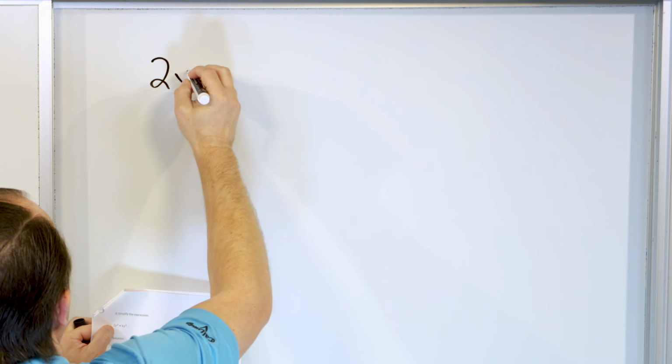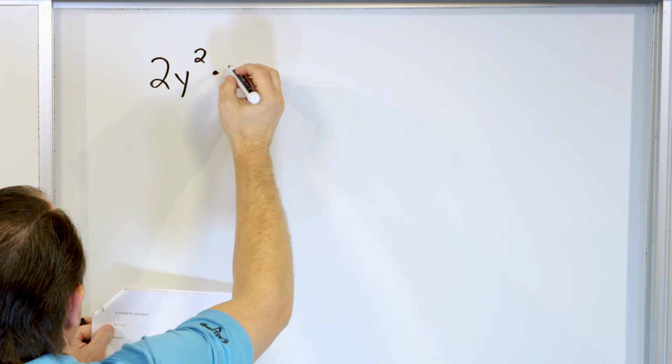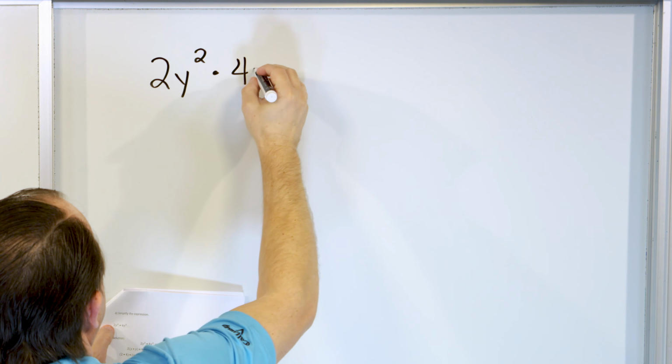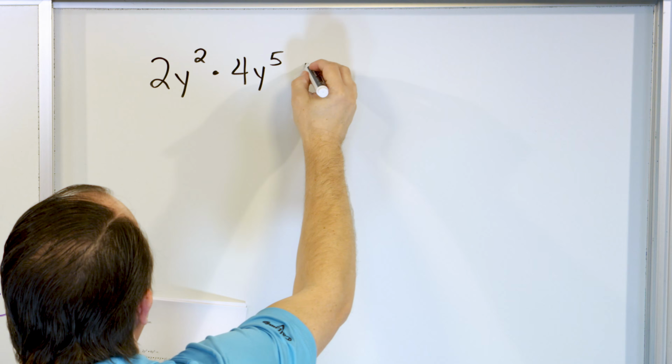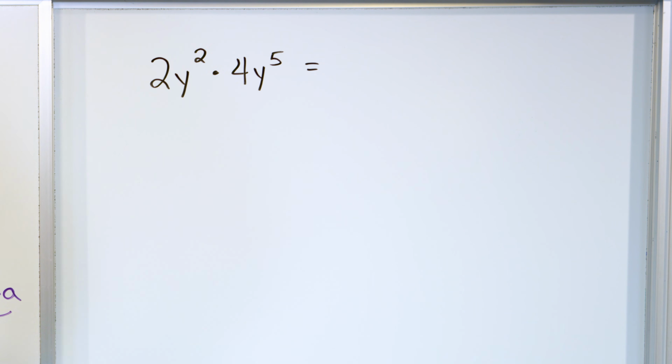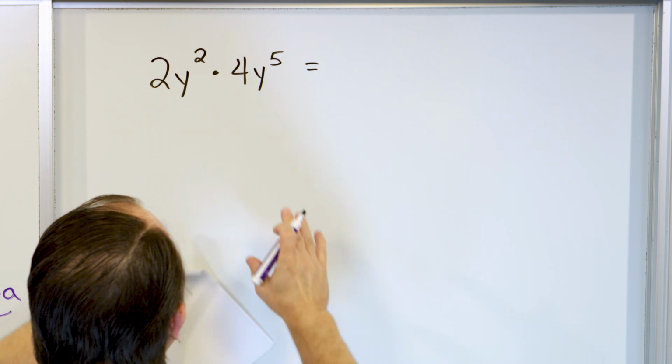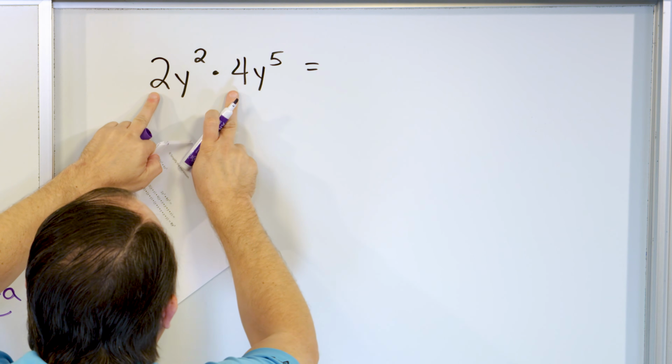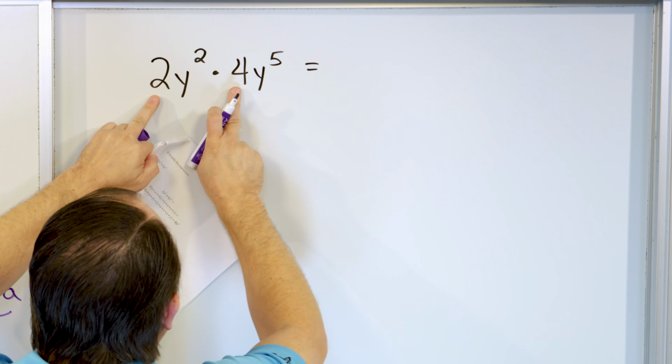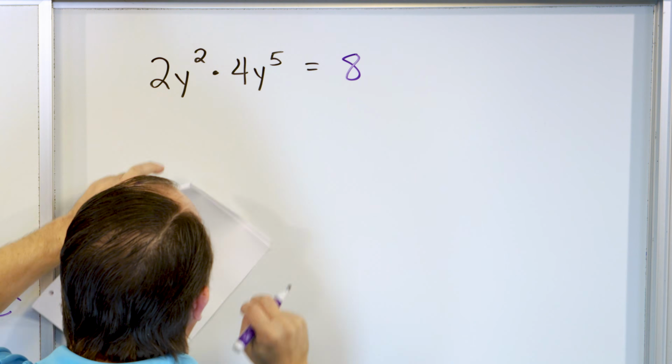All right, let's do the same kind of thing again. Let's take a look at 2 times y to the 2nd power multiplied by 4 times y to the 5th power. Now, before blowing it all out, let's see if we can figure out what the answer will probably be. We have 2 terms multiplied together. We always just multiply numbers together. This is 2 times 4, positive 2 times positive 4, which is 8.